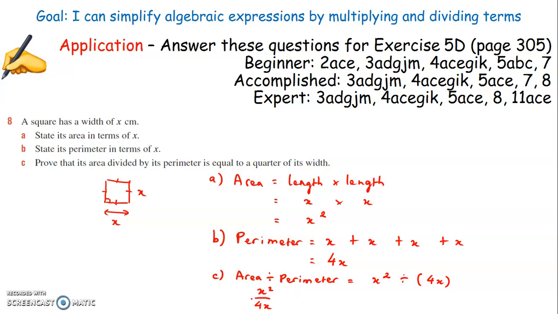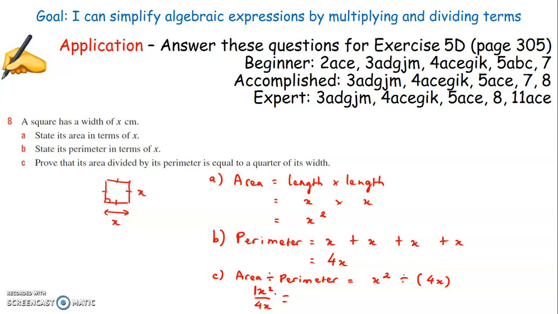Okay, so now we can see that we're doing division of algebraic terms. So the first step is to write the division as a fraction. The second step is to simplify the coefficients. Now the coefficient for the top is 1. We don't see anything in front of the x here, which means there is an invisible 1 here. So that's 1, and the bottom is 4. So we can't simplify 1 anymore, so we're going to leave it there.